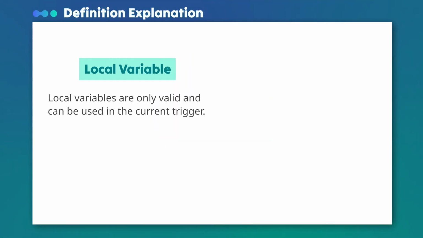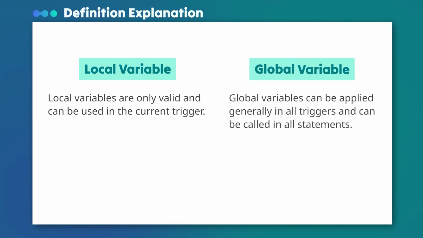In CliCli, local variables are only valid and can be used in the current trigger, while global variables can be applied generally in all triggers and can be called in all statements. In addition, when we create a new variable, the name of the variable cannot be duplicated.